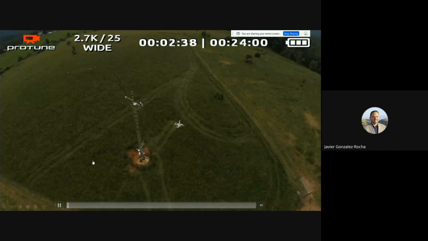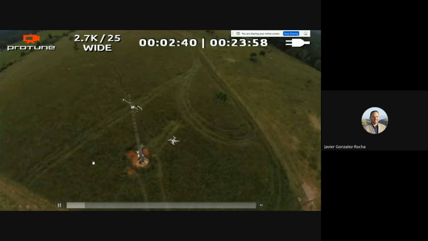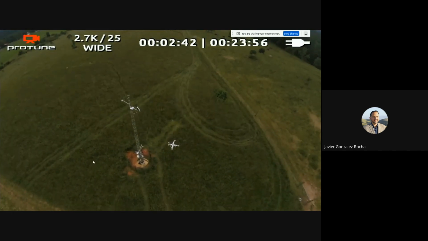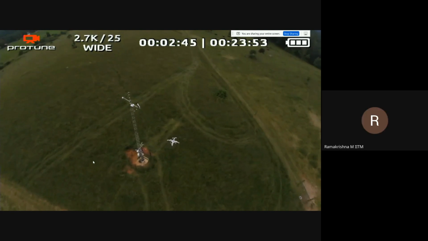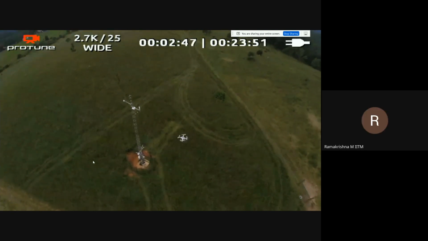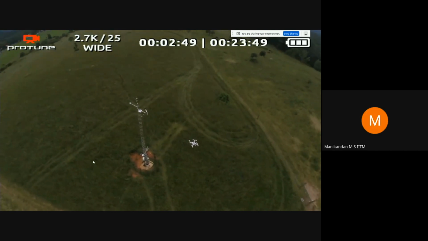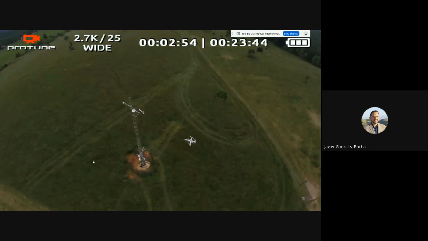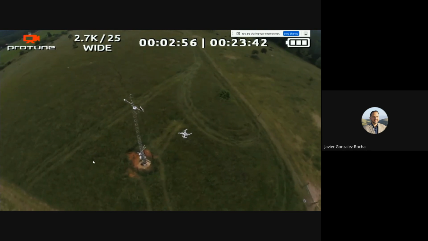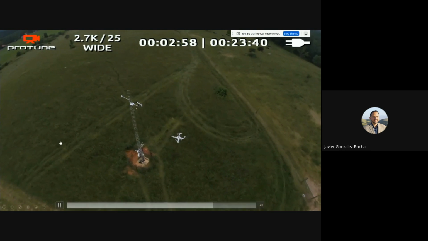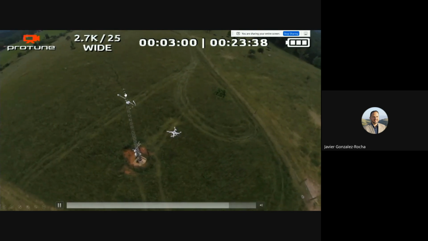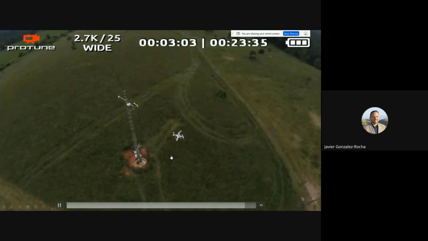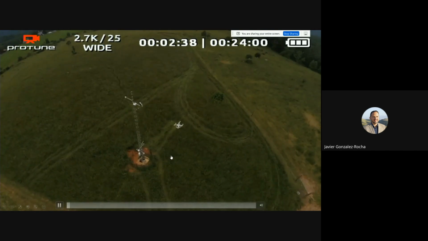Here is the video. The video's playing. Is it playing on your end? Yes. These are experiments that I conducted. The aircraft is essentially just hovering right next to this weather tower. This weather tower has a sonic anemometer and a wind vane, and you can see how the aircraft is essentially responding.